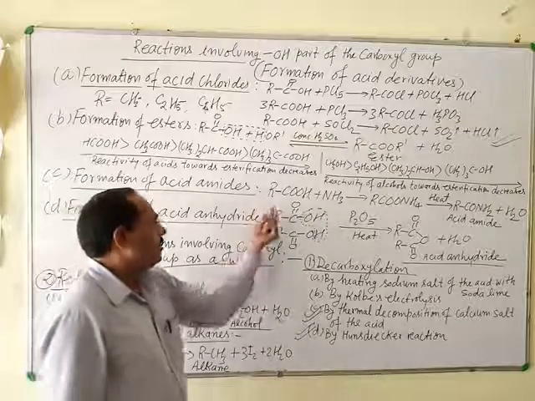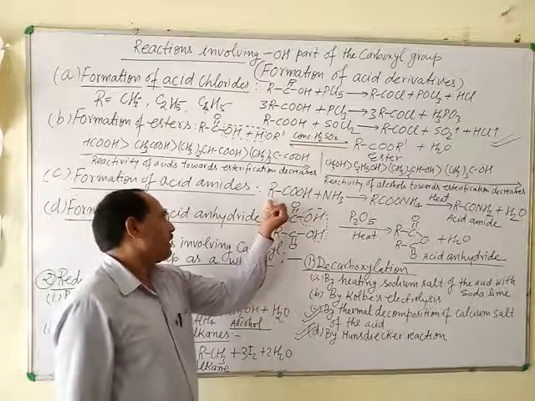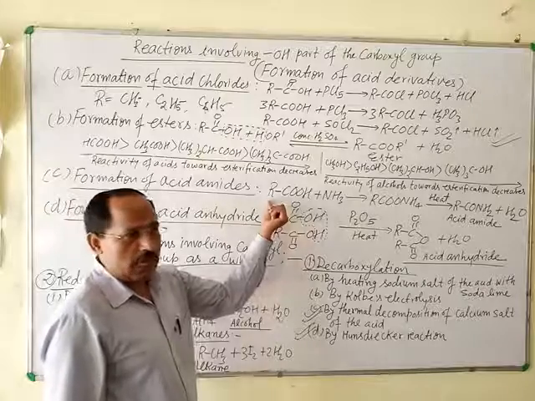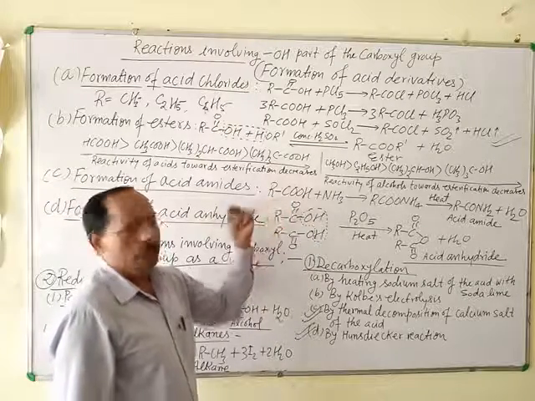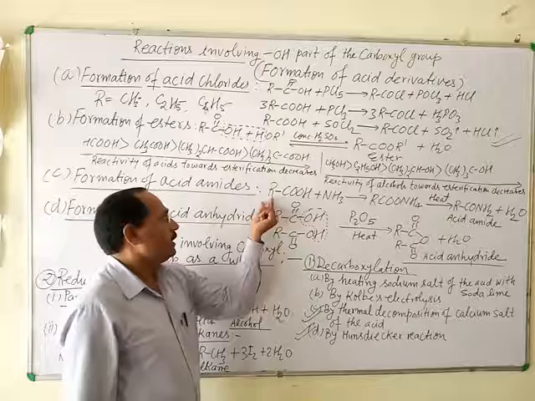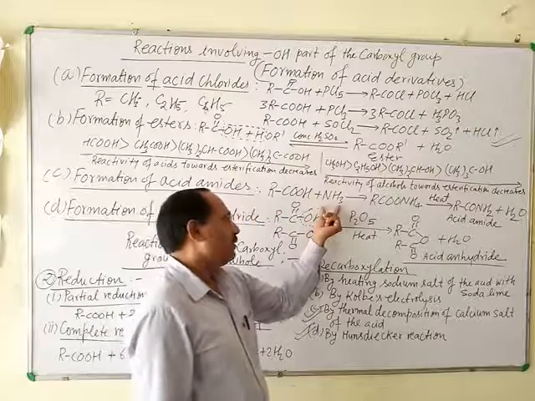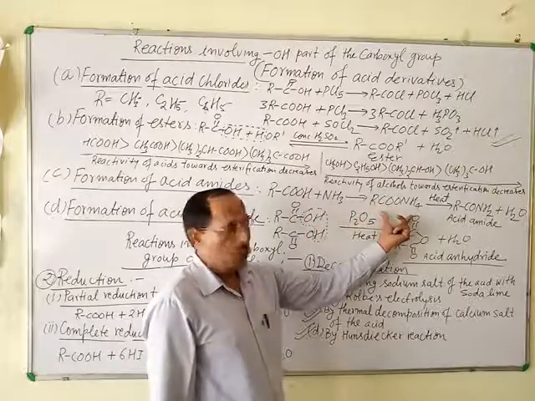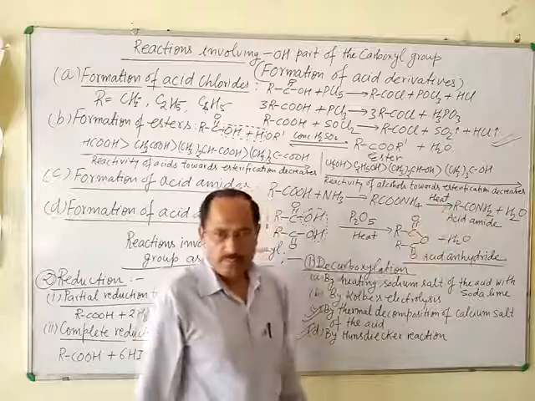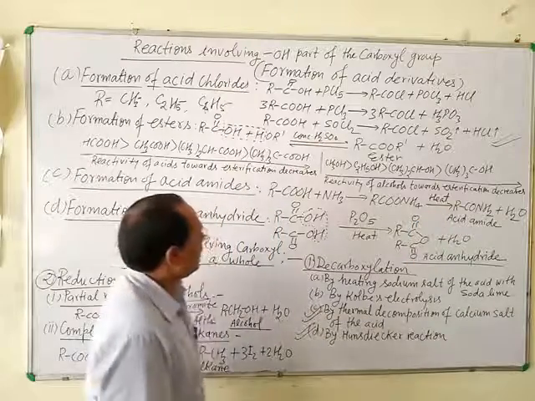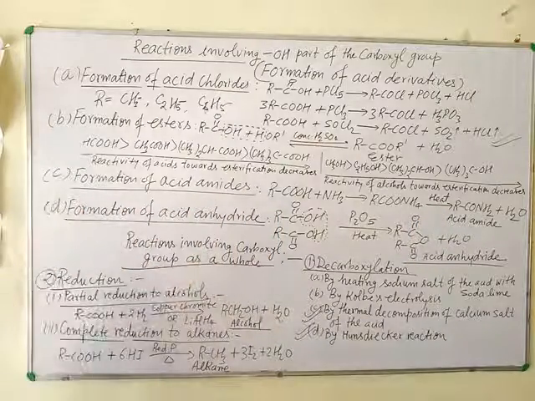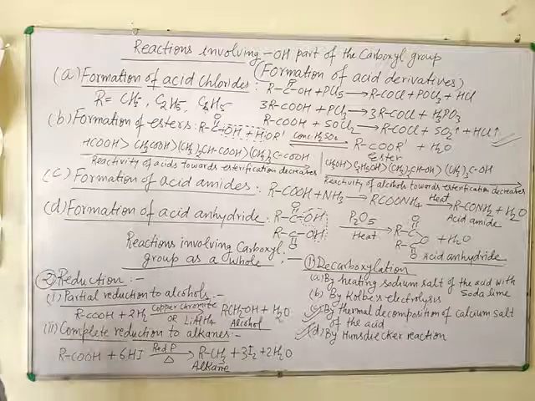For example, if we take R equal to C6H5, meaning benzoic acid, benzoic acid reacts with ammonia, gives ammonium benzoate, which on heating gives benzamide. This is the method of preparation of acid amide from carboxylic acid.